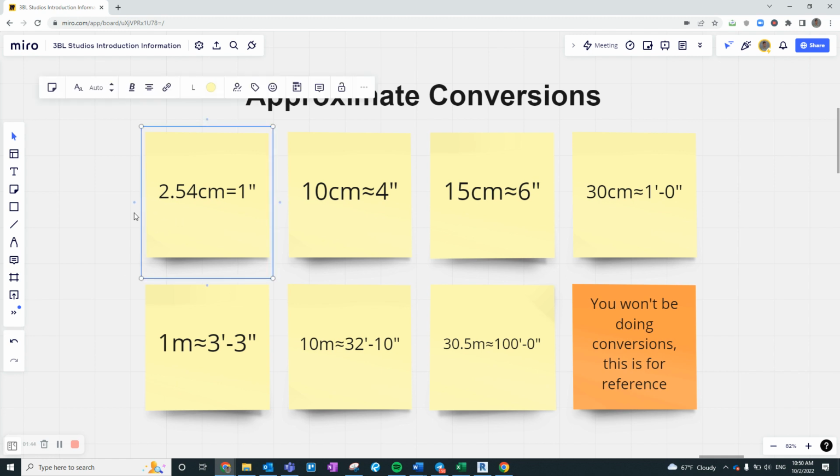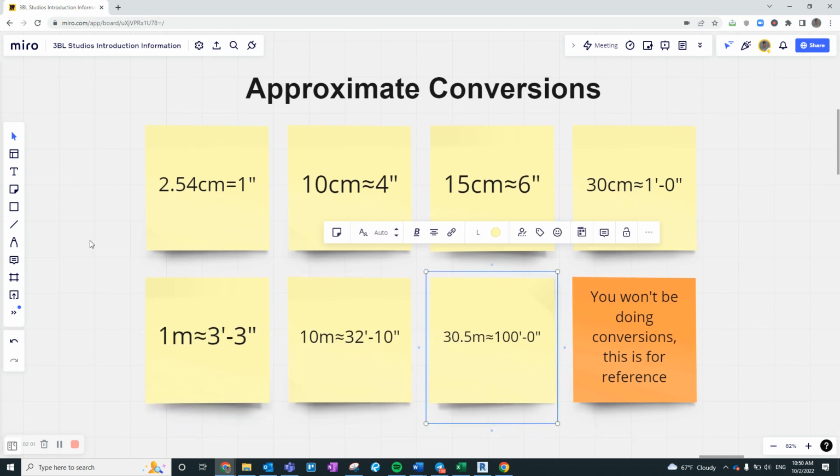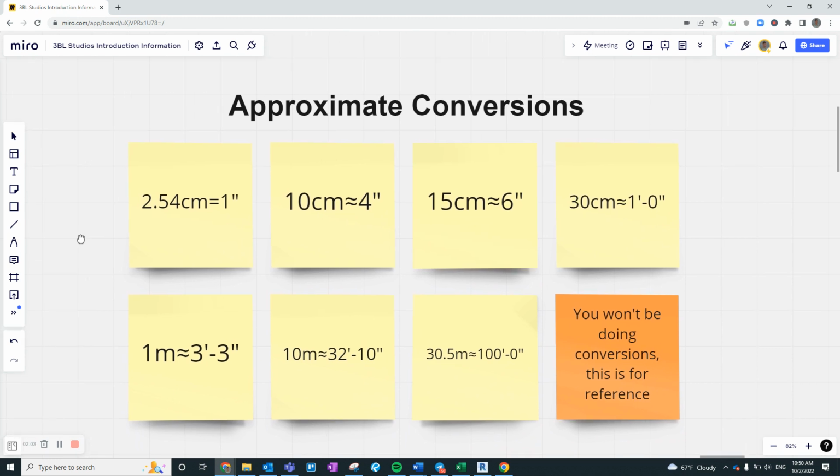So the official calculation is 2.54 centimeters equals 1 inch. But what that means is approximately 10 centimeters is 4 inches, approximately 15 centimeters is 6 inches, and approximately 30 centimeters is 1 foot. You can keep going bigger and bigger, but we just want you to have this for reference, and you're always going to have access to this sort of thing.